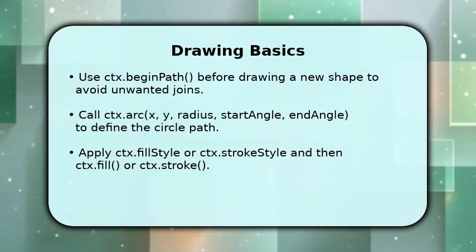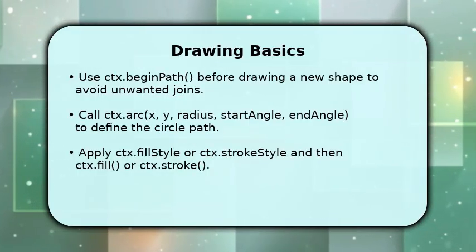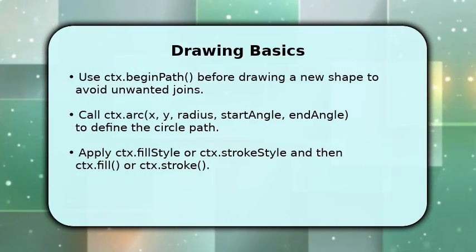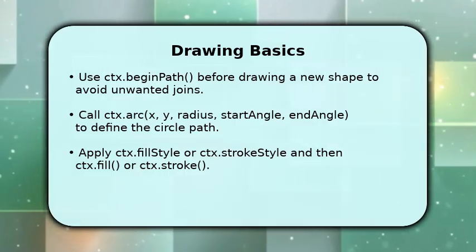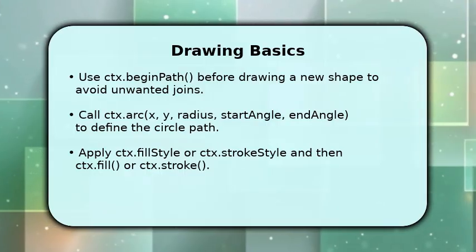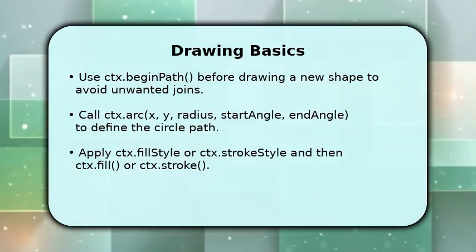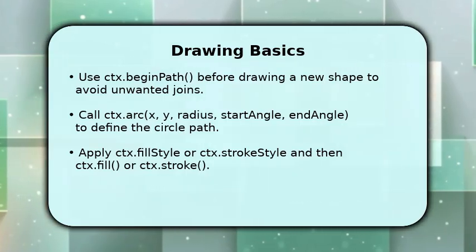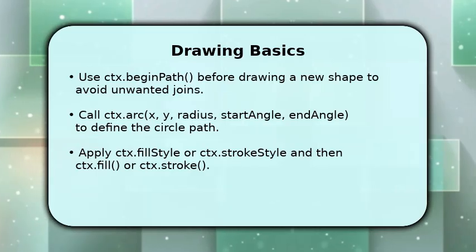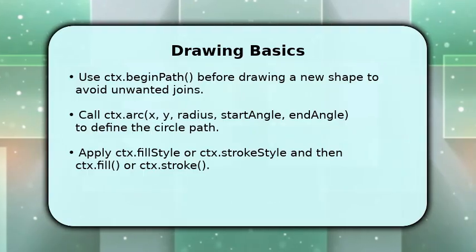Start by acquiring the 2D rendering context from your canvas using getContext('2d'), then call ctx.beginPath() to start fresh. Use ctx.arc(x, y, radius, 0, Math.PI * 2) to draw a full circle path centered at your coordinates. Choose a fill color with ctx.fillStyle or an outline with ctx.strokeStyle, and finalize the drawing with ctx.fill() for solid shapes or ctx.stroke() for outlines.